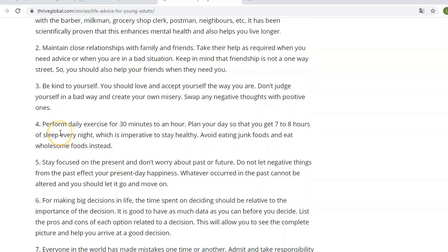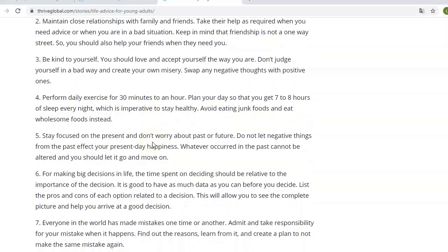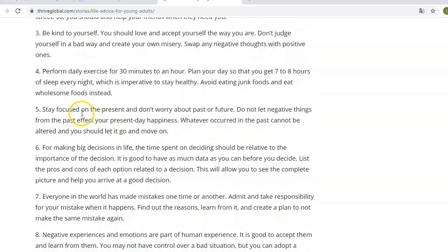Number 4, perform daily exercise for 30 minutes to an hour. That's it. You have to make some plan about exercising. Number 5, stay focused on the present and don't worry about past or future. I don't fully agree with this, but okay, could be.